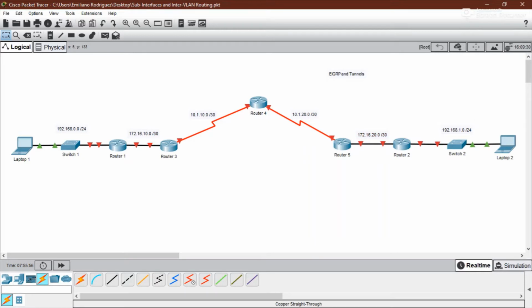EIGRP on router 1 will be advertising the 192.168.0.0 network, as well as advertising the 172.16.10.0 network, otherwise building an adjacency from router 1 to router 3. Router 2 will be advertising the 192.168.1.0 network and building an adjacency with router 5 over the 172.16.20 network.